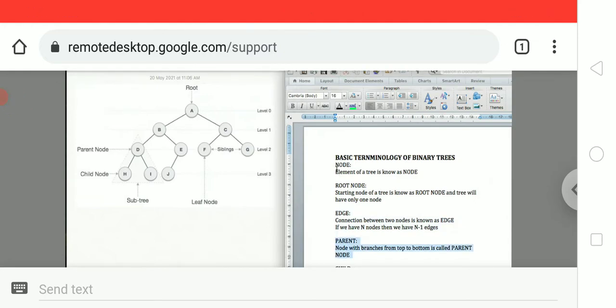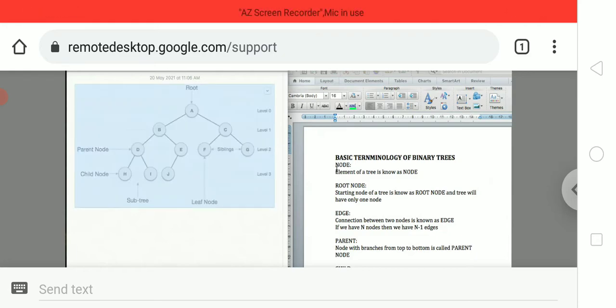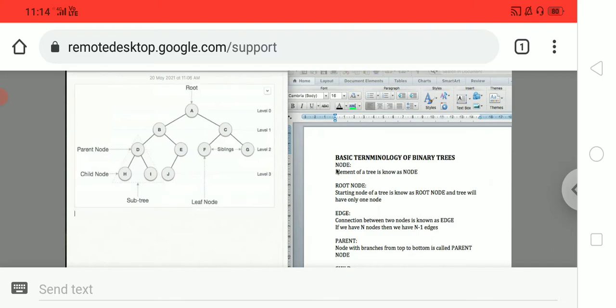Next one, parent nodes. Node with branches from top to bottom is called parent node. So in this example we have so many nodes, and some nodes are parent nodes and some nodes are child nodes. We are discussing only parent nodes. Here A is a root node because it is the starting node. That's why we call it root node. And it is also called parent node because A is the starting node, and for this node we have child nodes like B, C. So that's why A is also called a parent node.